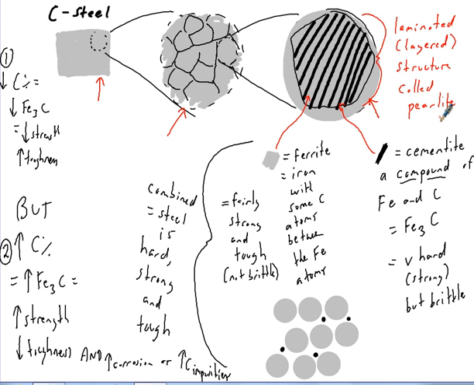And it consists of 2 phases, or 2 components of steel. And the first one is called ferrite, which I've drawn in the grey. And the ferrite phase, or the ferrite layers, are almost pure iron with a tiny amount of carbon atoms in between the iron atoms.